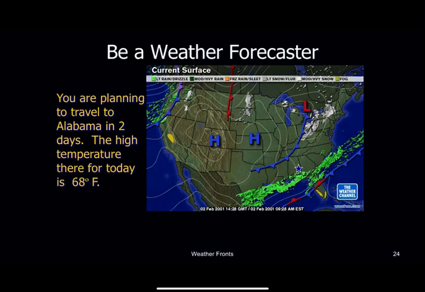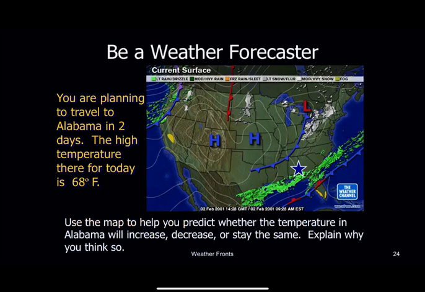Now, let's see if you can truly read this weather map. You are planning to travel to Alabama in 2 days. The high temperature there for today is 68 degrees Fahrenheit. And yeah, there's a little star on Alabama to kind of help you out. Use the map to help you predict whether the temperature in Alabama will increase, decrease, or stay the same. Explain why you think so.